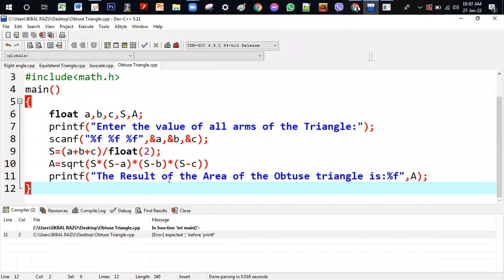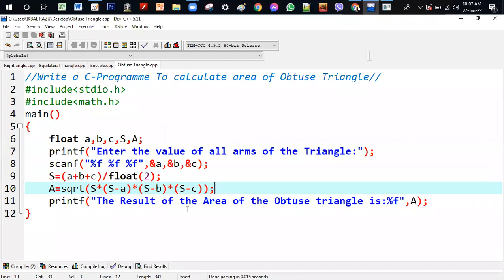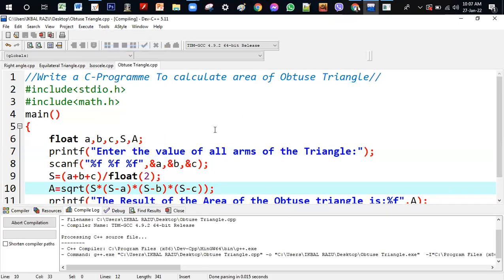So printf, where is the printf? Oh yes, the main problem is the semicolon, right? In line number 10 we have to write the semicolon as the statement is closed, right? For every statement closing we have to declare the semicolon symbol, right? So now save the program and compile and run again.